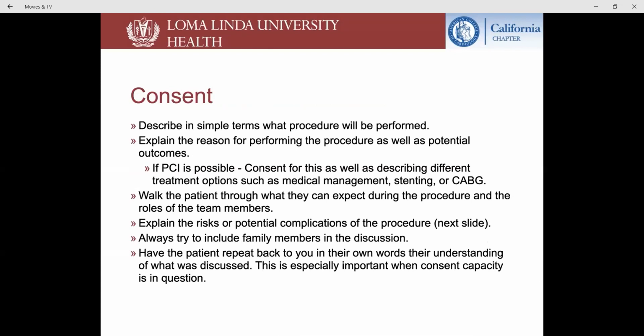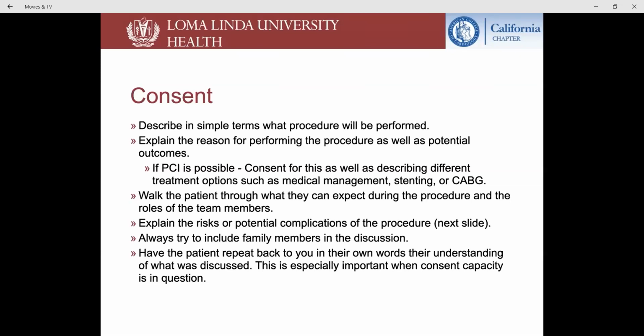So what you want to do is describe in simple terms what procedure will be performed, explain the reason for performing the procedure, as well as potential outcomes. If intervention or stenting is possible, this needs to be consented for at that time, and describe different treatment options such as medical management, stenting, or CABG as a potential option.